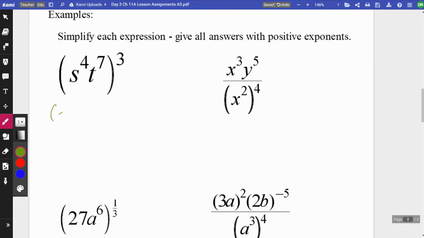Maybe I just write this as s to the fourth times t to the seventh, and then there's 3 of these. So s to the fourth times t to the seventh times s to the fourth times t to the seventh. And we won't really need to expand all these like this, but I'm just showing where this property works. We had 3 of them because of this exponent of 3. And we know that all of these terms are just being multiplied together, so the commutative property would hold.